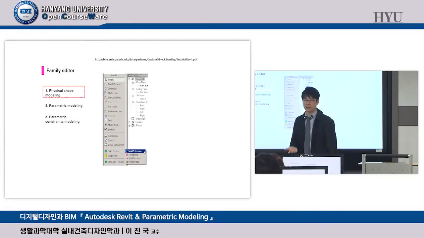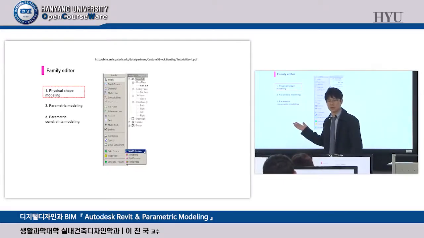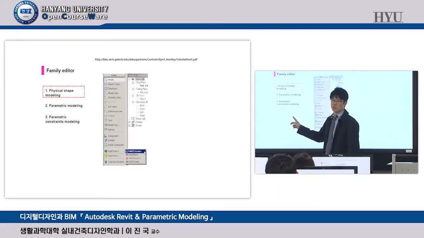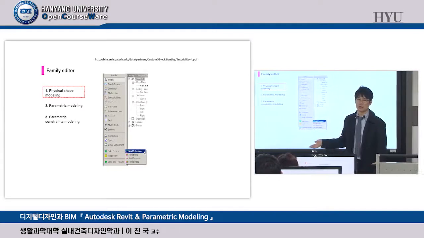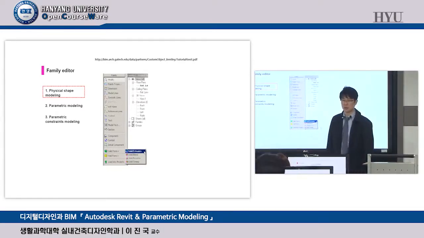When you create something in a parametric tool, you have to think and plan the process. Firstly, physical shape modeling, and then parametric modeling with some constraints, which enables us to use this on any surface, any assembly, okay, any design project.